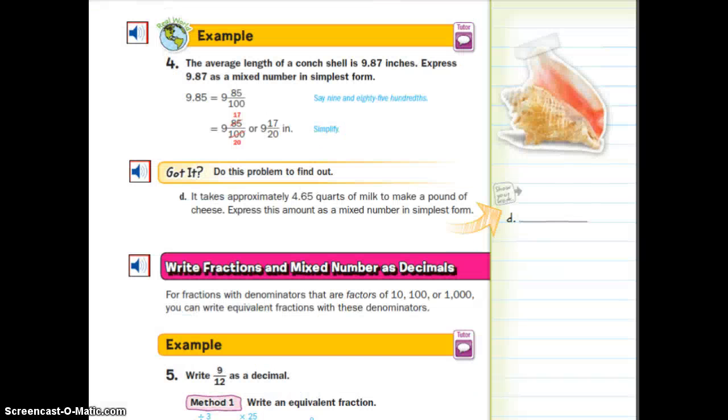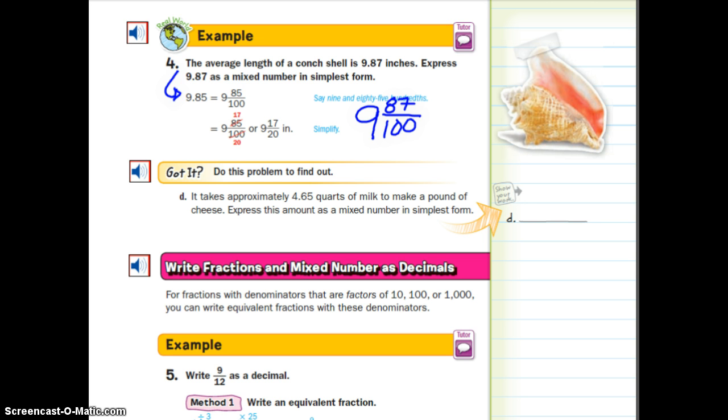Turn the page. Okay, so now we're talking about a number that has a whole component to it. We have the average length of a conch shell is 9.87 inches, and we want to express that as a mixed number. So the first thing that you have to do is pull out the whole component. We know the whole component is 9, and then we have 87 over 100. Now, that's very interesting because the book doesn't match this. Somehow they made a mistake.